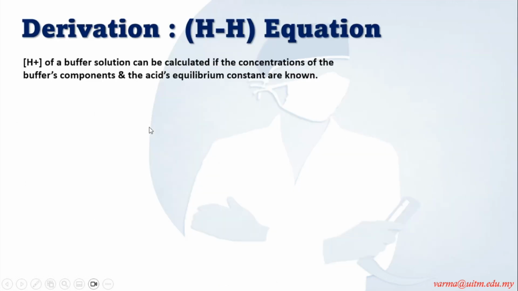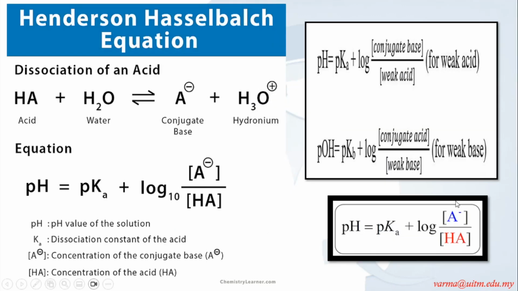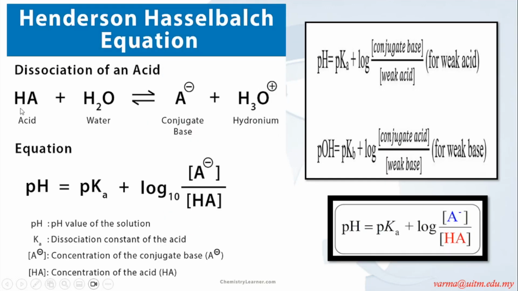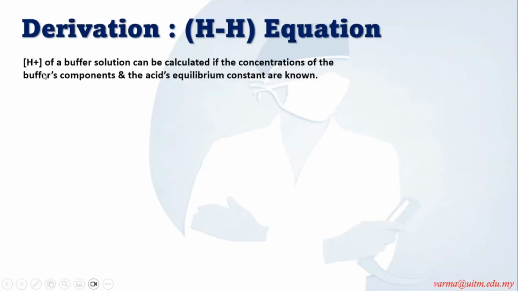Okay. So derivation, how do we come to this H&H equation? How do we actually arrive at this equation? How is it related to the pH? So for that, the hydrogen ion of a buffer solution can be calculated if the concentration of the buffer's components and the acid equilibrium constants are known. It means if you know about the weak acid, the HA, the component is HA, water we know, and then if we know the dissociation constant, then we can find out the hydrogen ion that is produced by that aqueous solution.